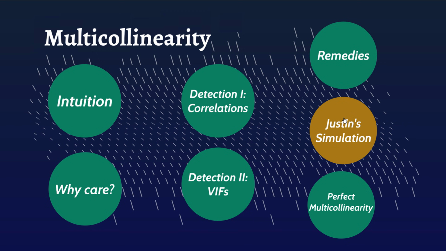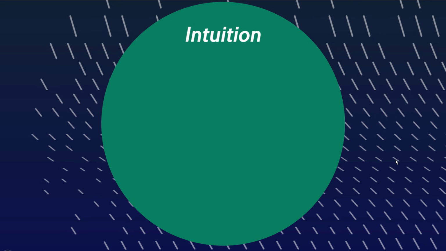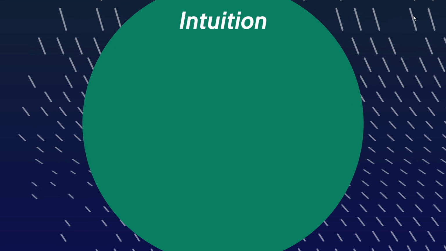I'll then show you that simulation that I referred to earlier. Basically what I've done is I've created a data set and then infected it with multicollinearity to greater and greater degrees, and we'll see what happens to our coefficients and standard errors. And finally, we'll have a look and see what happens with perfect multicollinearity. All right, so we're ready to go. Let's dig straight in. So let's think about the following regression.